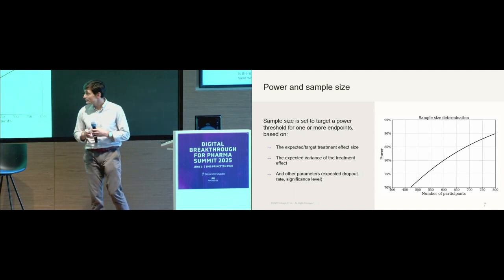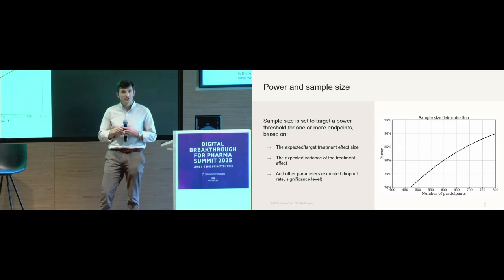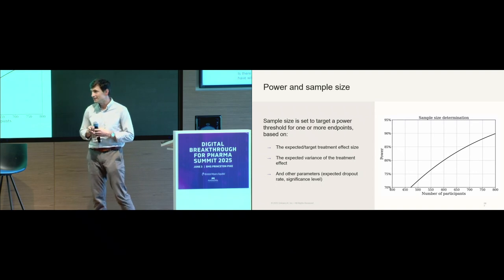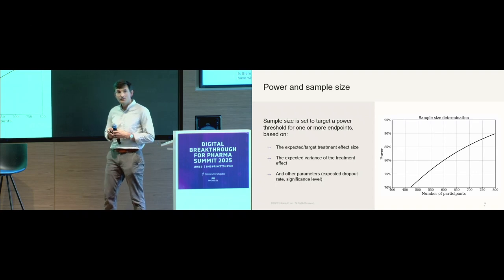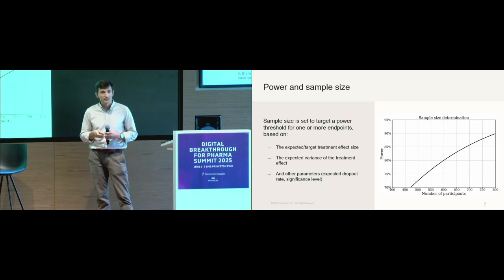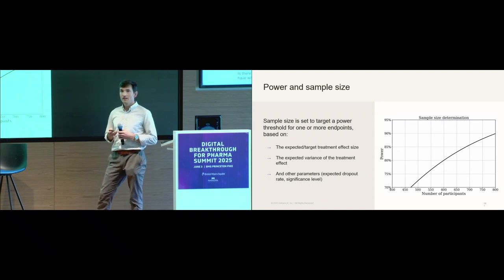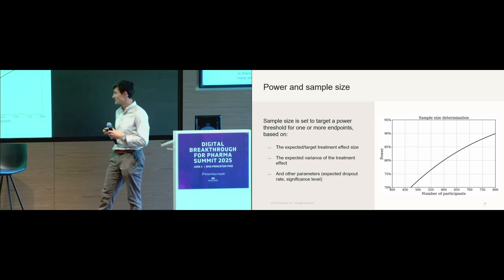So I'll start off by talking about the basic relationship between power and sample size. Many of you know this. When you're designing a clinical trial, you have something in mind. You have the minimum clinically meaningful effect that you'd like to detect. And you basically have two parameters that you can play with. You have two connected parameters, which is the sample size and the power.